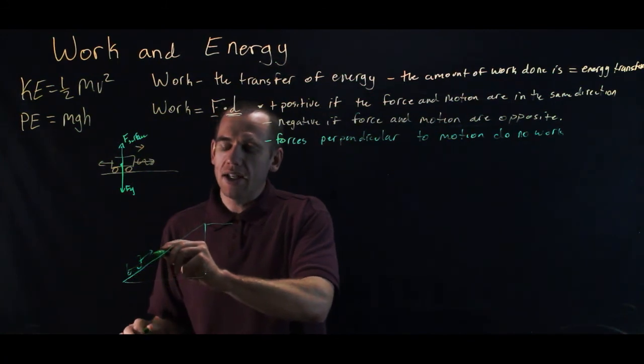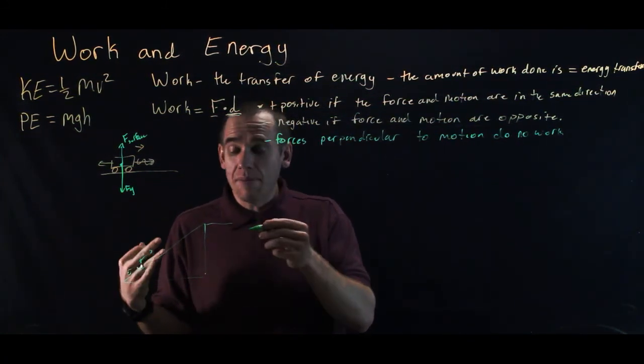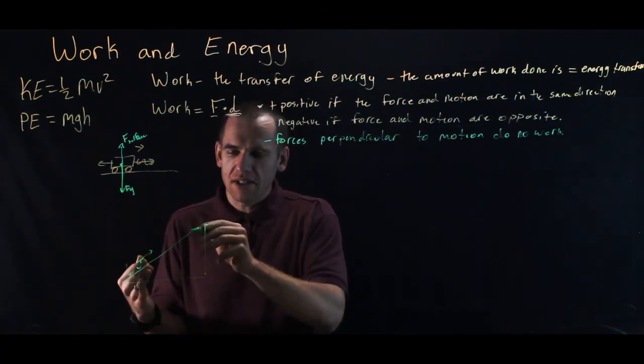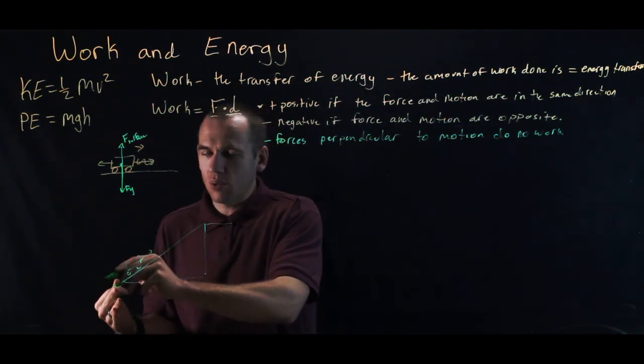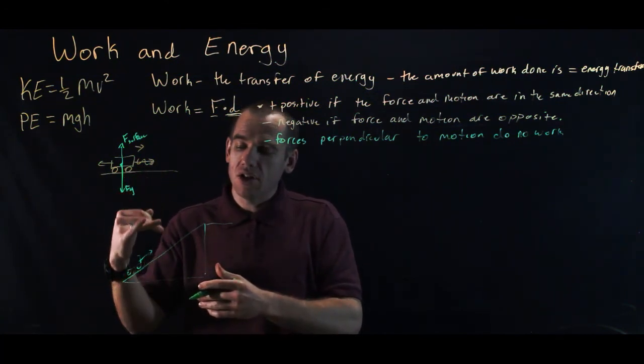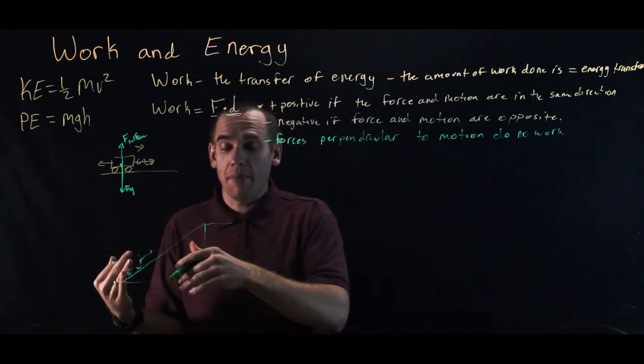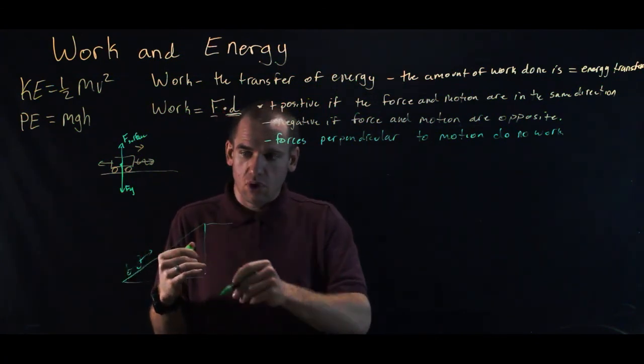I'm doing work on it. Even if I'm pulling it at a constant speed and its velocity isn't changing, I'm still doing work. I'm exerting a force through a distance. And it has now the ability to roll back down that ramp, which means the work I'm doing is not giving it kinetic energy, but rather potential energy, because gravity has the potential to pull it back down the incline or drop it off the side.